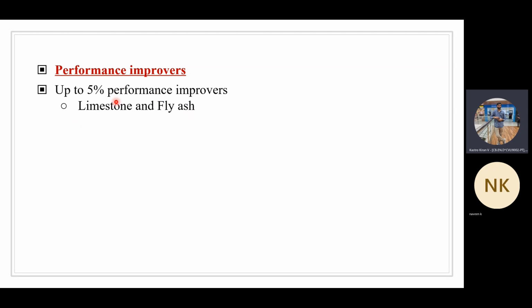If you add up to 5% of limestone, additional limestone will generally be available in the cement. Apart from the general availability of the limestone, if you add additional up to 5%, maybe you can increase up to 10%. You can go 1%, 2%, 3%, 4%, and 5%.